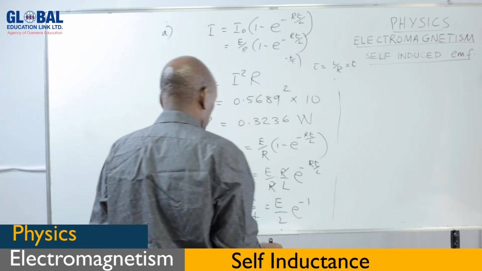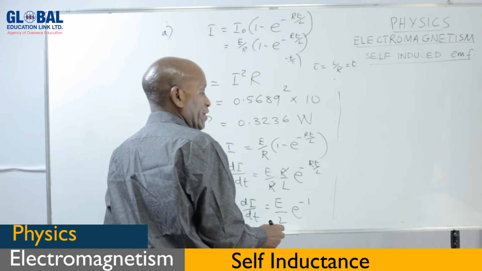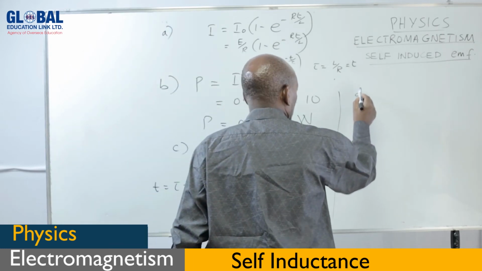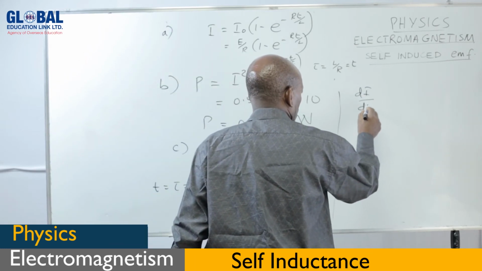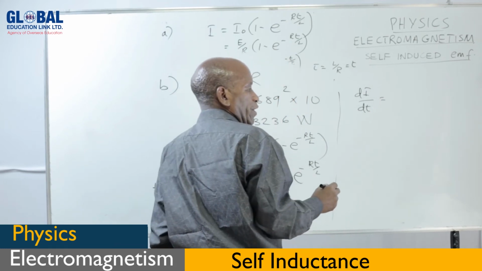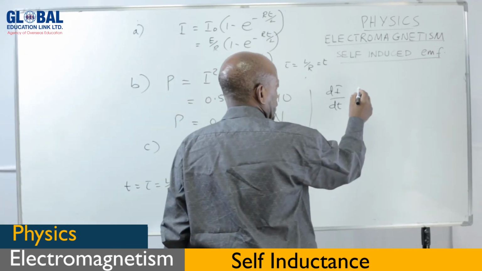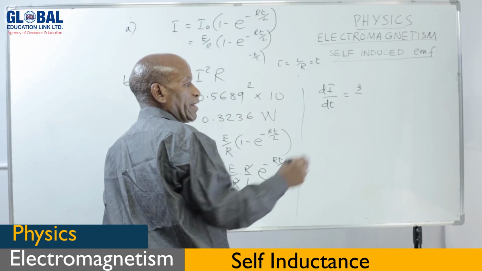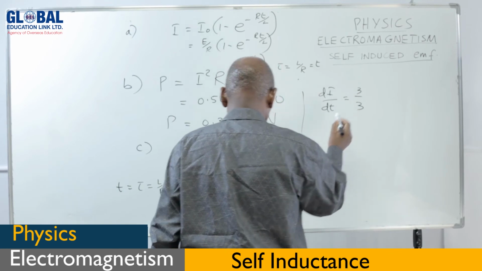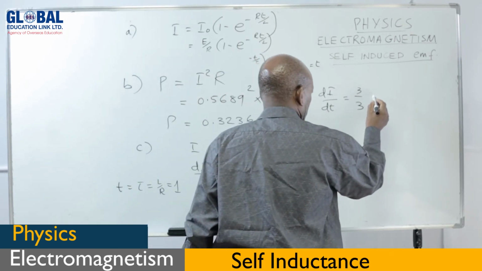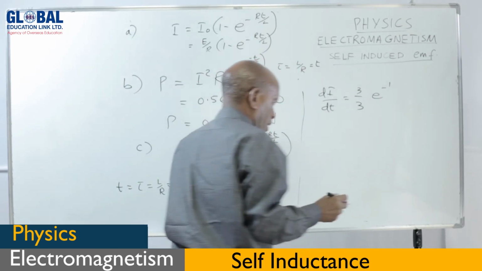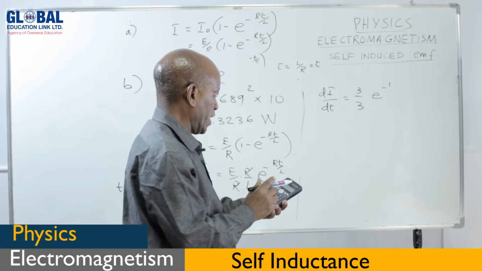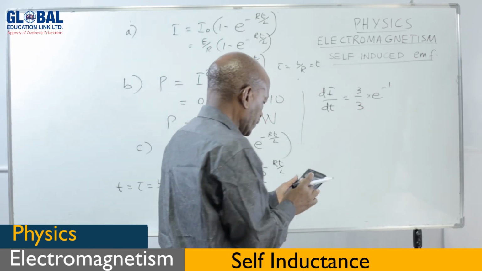Substituting for those particular values, we know the value for E is just equal to 3 volts, and the inductor there is 3 henry. So we multiply with e power minus 1 of that much. We can go with our calculator and multiply there.